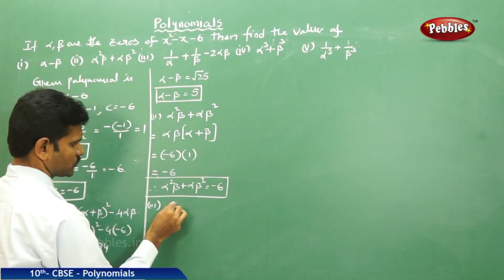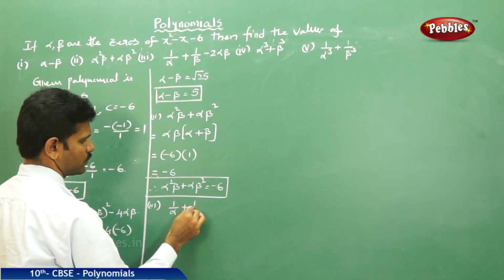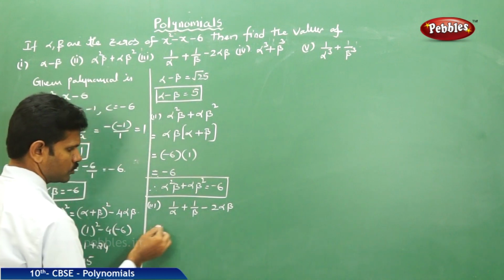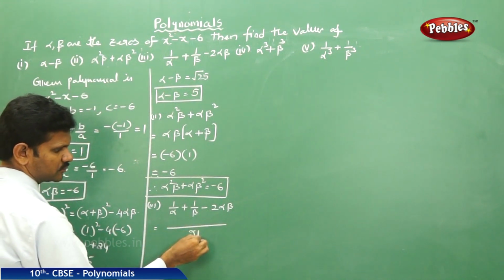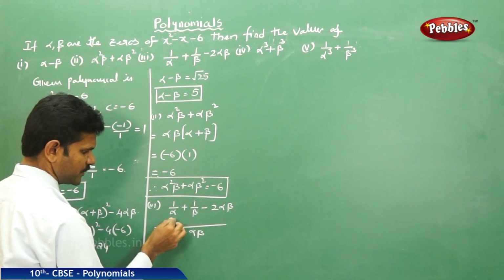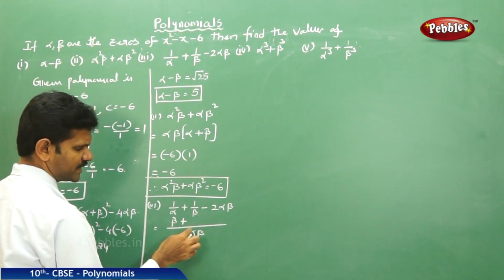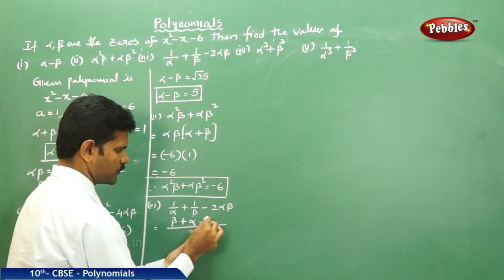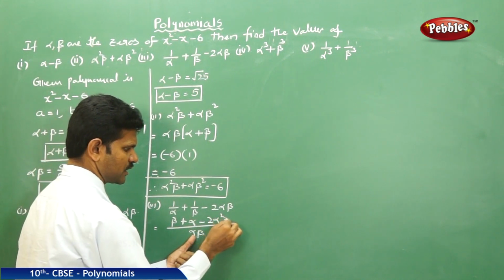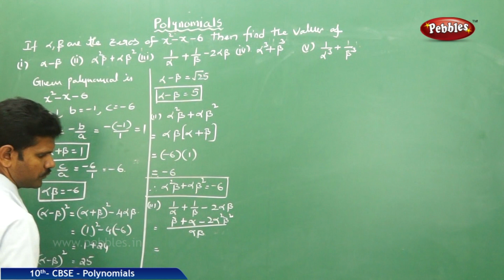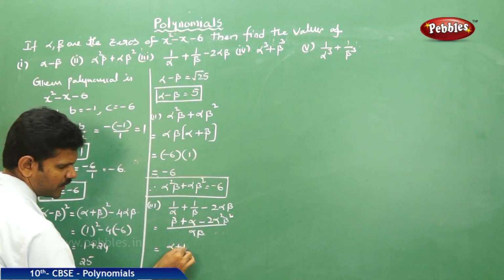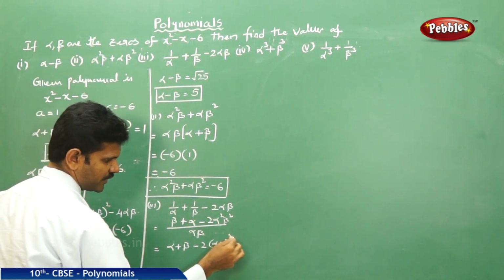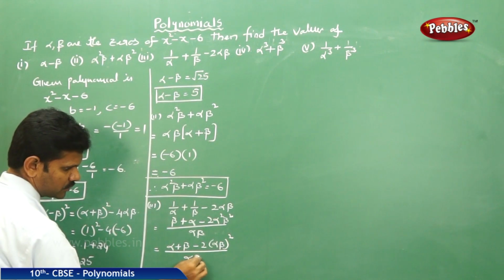Now come to the third part. Third part is 1 by alpha plus 1 by beta minus 2 alpha beta. Now let's see, the LCM is alpha beta. Alpha gets cancelled, beta is left. Beta gets cancelled, alpha is left, minus. With this alpha beta, multiply this one. Now you will get 2 alpha square beta square, which can be modified into (alpha plus beta minus 2 alpha beta) whole square by alpha beta.